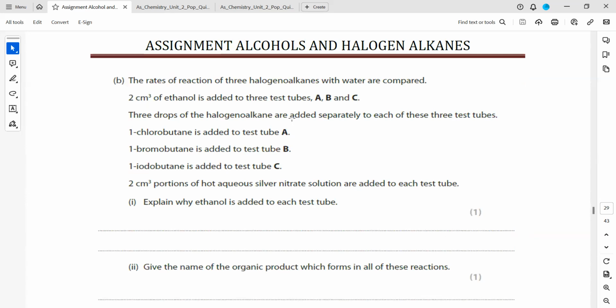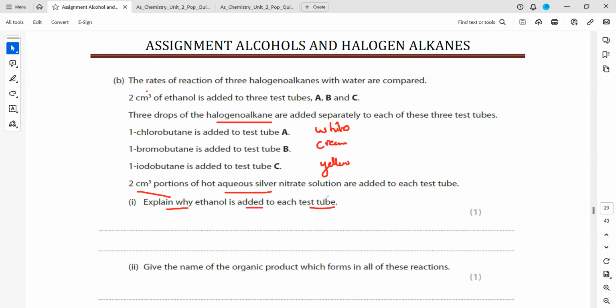The rates of three halogenoalkanes with water are compared. 2 cm³ of ethanol was added. 3 drops of halogenoalkane are separately added. 1-chlorobutane was added to test tube A, 1-bromobutane was added to test tube B, and 1-iodobutane was added to test tube C. A 2 cm³ portion of silver nitrate was added. Whenever we add silver nitrate, if the halogenoalkane contained chlorine, the observation will be a white precipitate. If it was bromine, it will be a cream precipitate. And if it is iodine, it will be a yellow precipitate.